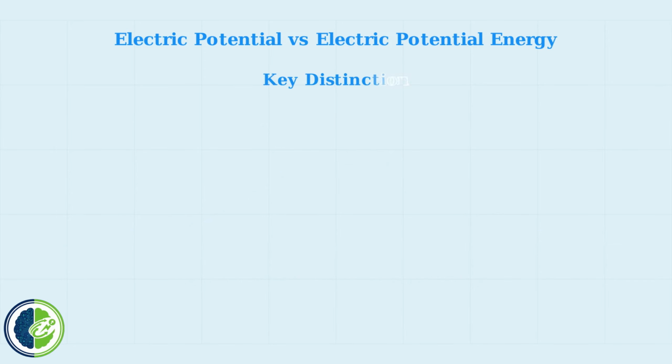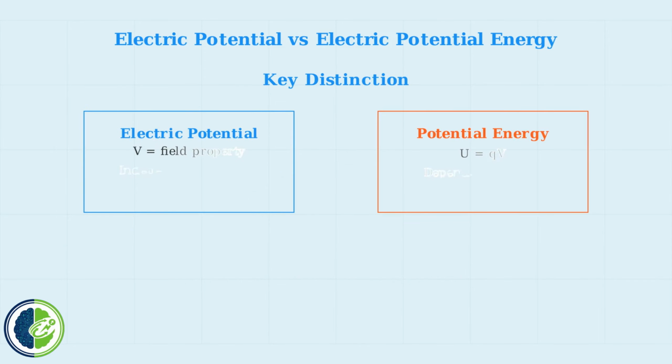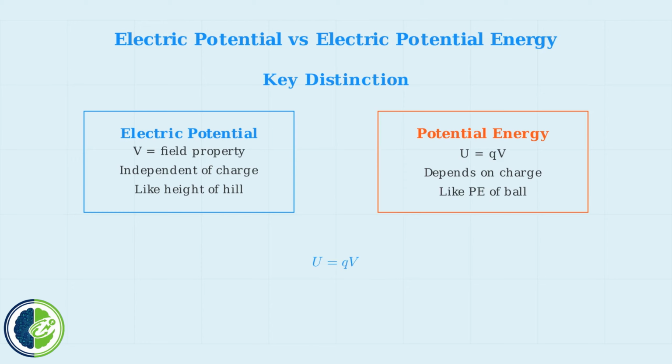Similarly, in electrostatics, the electric potential is like the height. It's the same at a given point regardless of what charge we place there. But the electric potential energy depends on both this potential and the magnitude of the charge, just like gravitational potential energy depends on both height and mass.